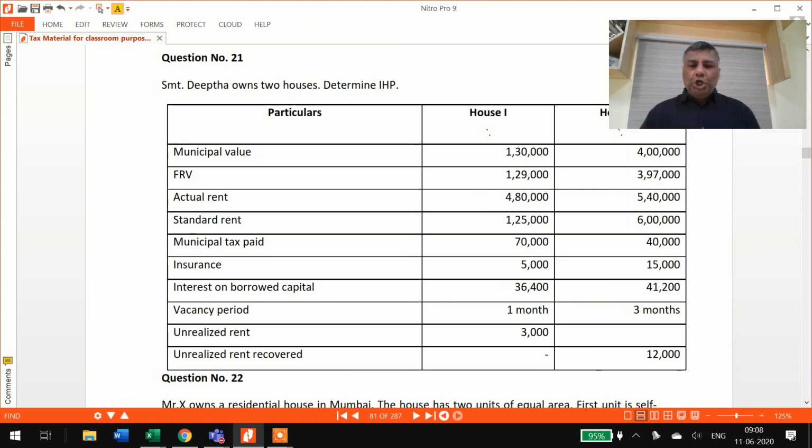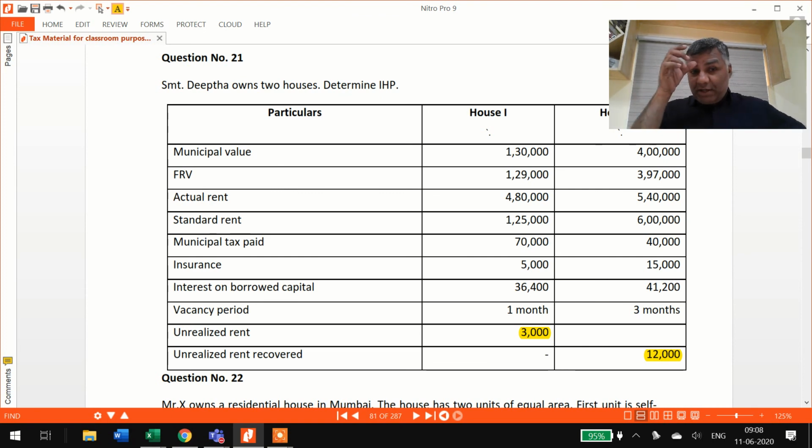Friends, question number 21 in page number 81. Deepta owns two house properties. Determine IHP. Both the house details are given. One house has unrealized rent. Another house has unrealized rent recovered.